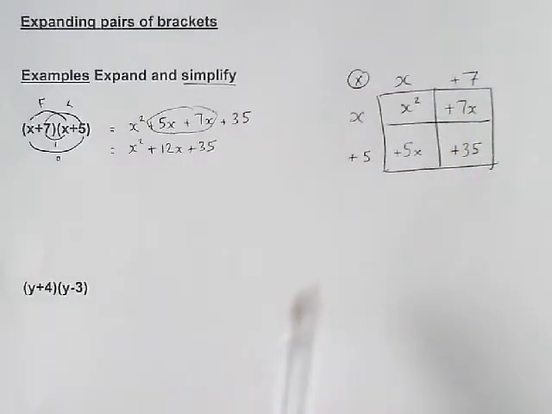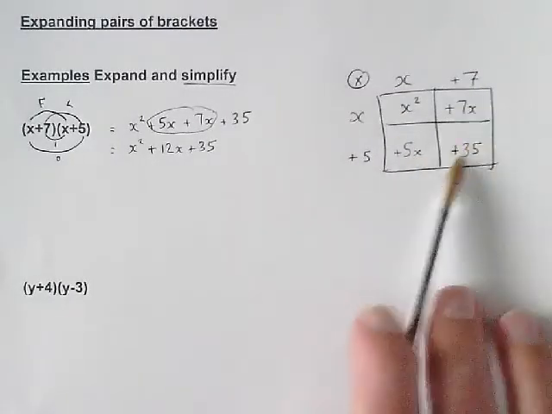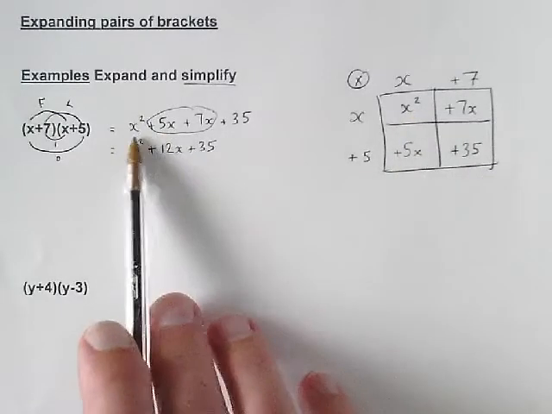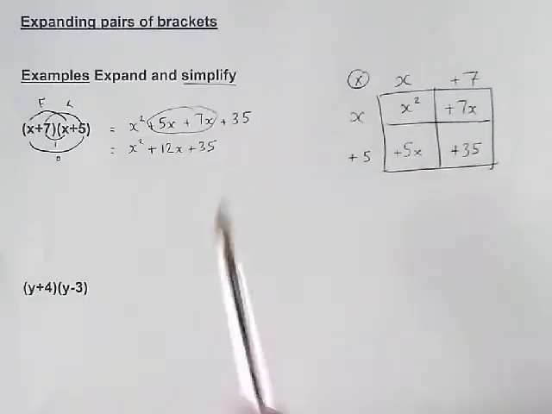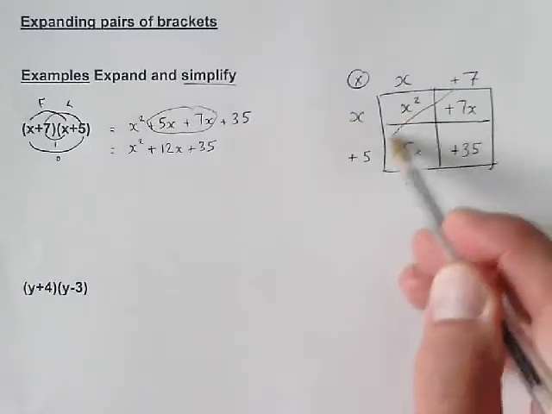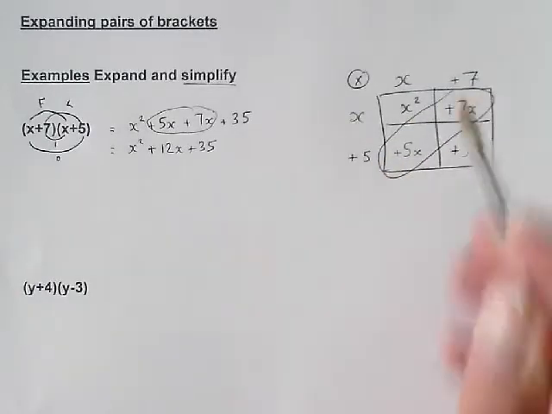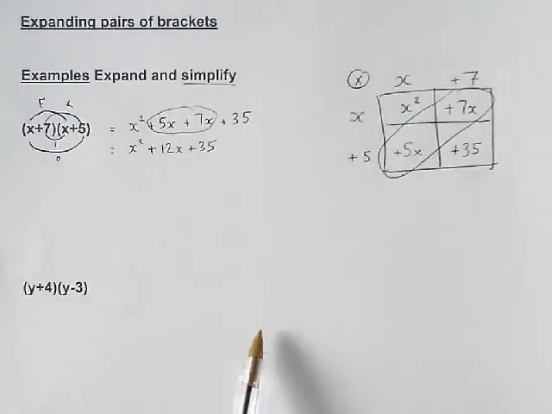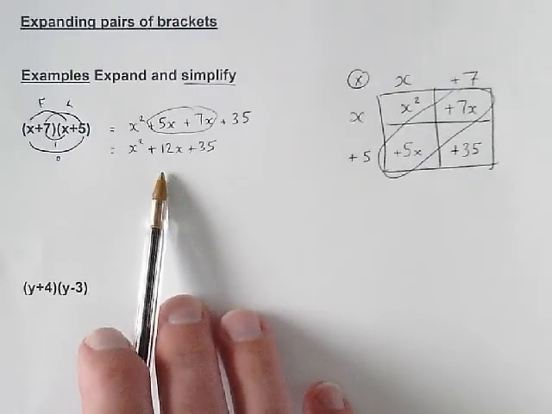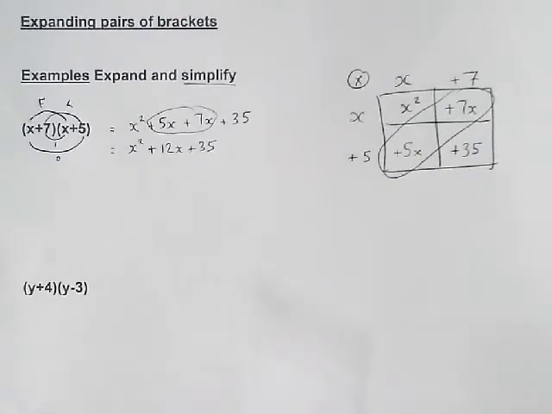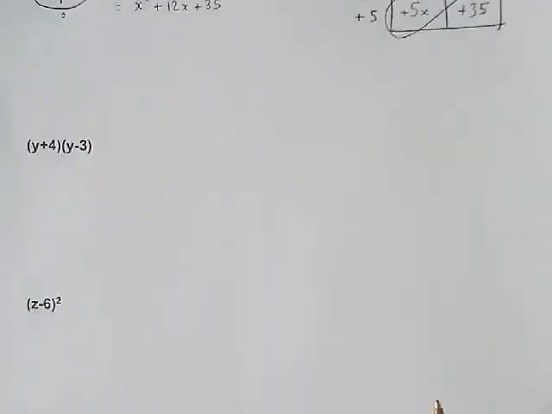Now what you'll notice is the four terms in our grid are exactly the same four terms when we expanded. The simplifying stage just involves adding and combining these two x terms, and you will end up with exactly the same answer as I had earlier. So moving on to our second question. I'll first attempt it using the FOIL method.